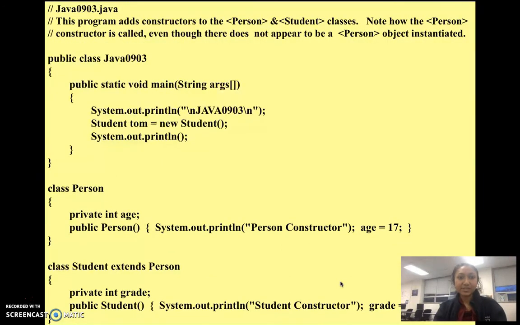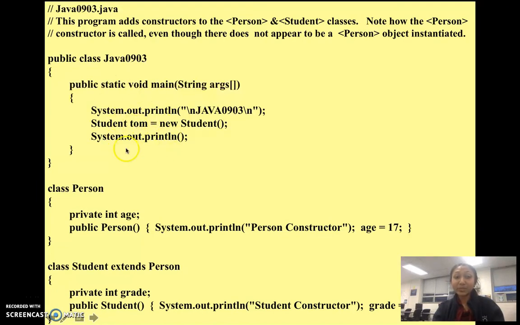Do you see that, you guys? All right, let's move on. So this program adds constructors to the person and the student class. Now remember, we spoke about these constructors associated with classes and the order in which they'll be invoked. So here I created a constructor for the person class, and student, which is an extension of the person class, also has a constructor. Person constructor and student constructor.